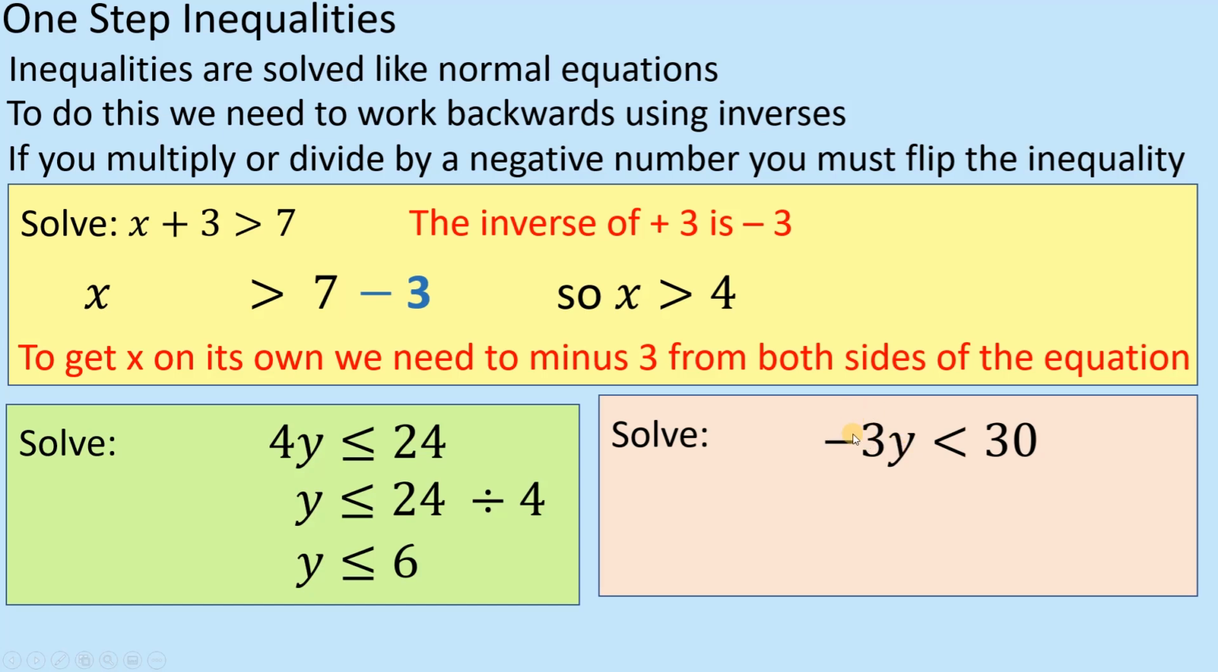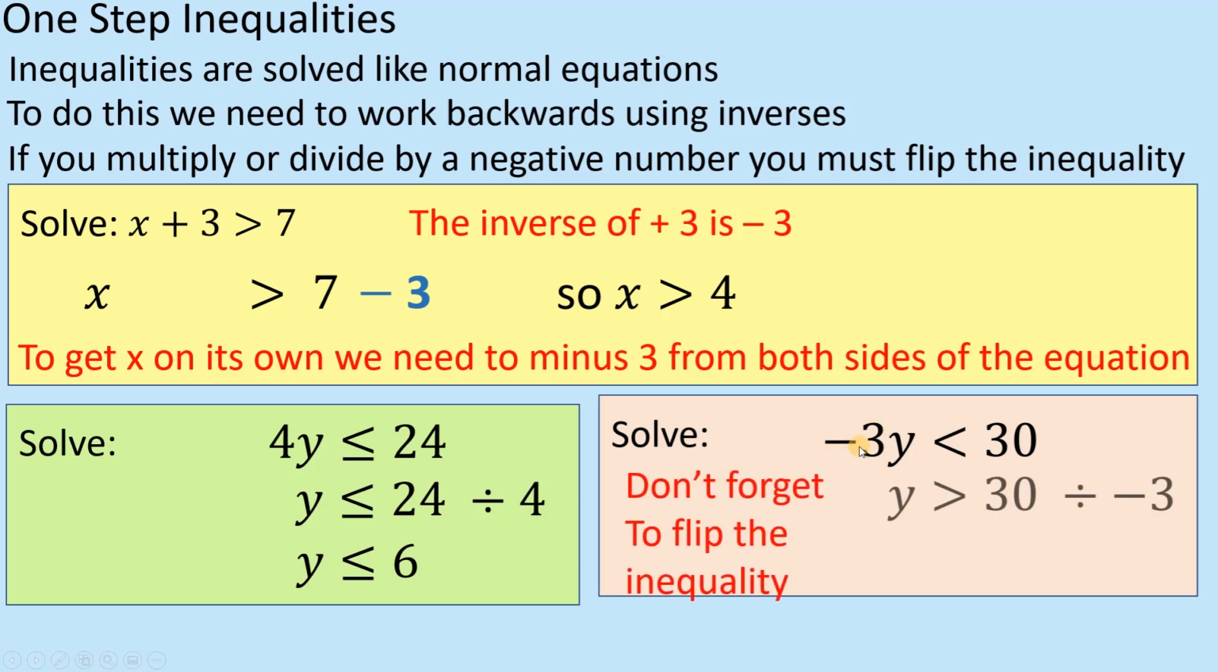So what you do is divide by the negative 3. If I divide by minus 3, that is the right thing to do. So 30 divided by minus 3. But what happens to the inequality is it flips over. It absolutely changes. That's the thing that we mentioned at the beginning of the lesson, and that's what you've got to take away from this.